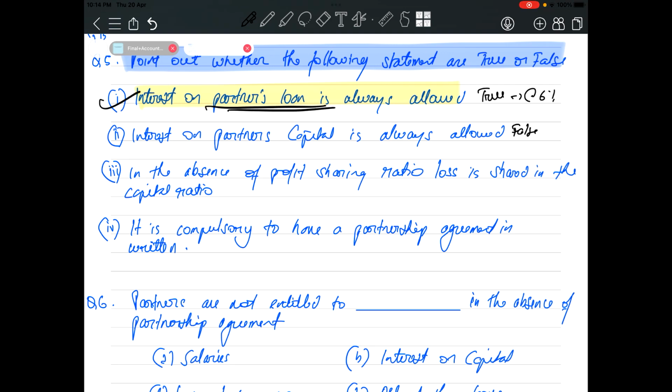Come to point number 3. In the absence of profit sharing ratio, loss is shared in the capital ratio. Is this true? No, this is false. In the absence of a profit sharing ratio, which means if the partnership deed is silent, profits will be shared equally. The correct answer is equally.